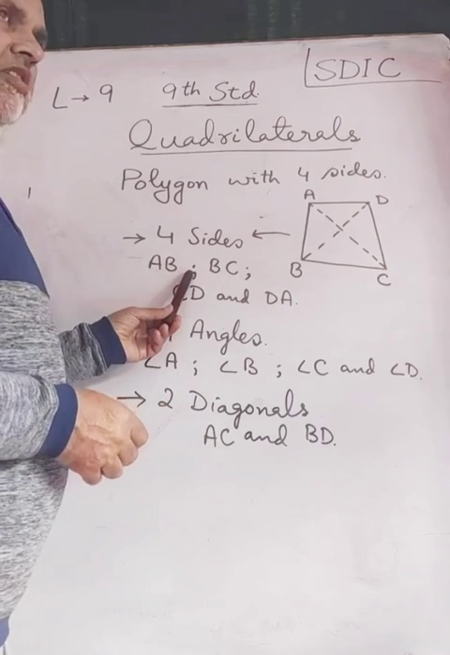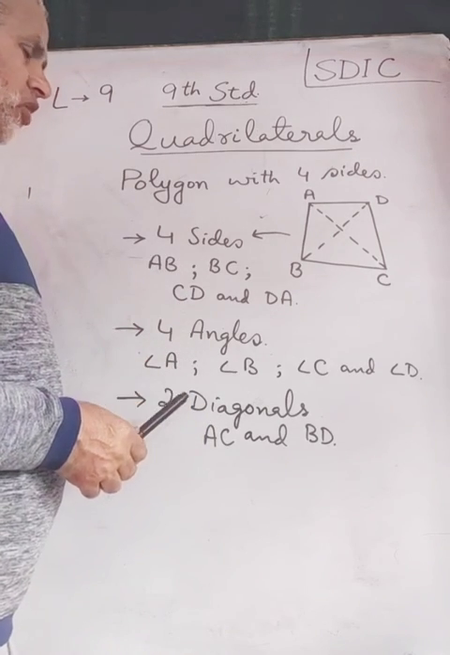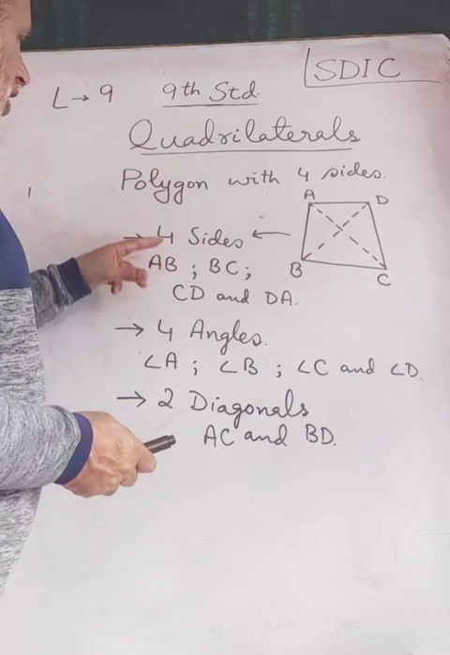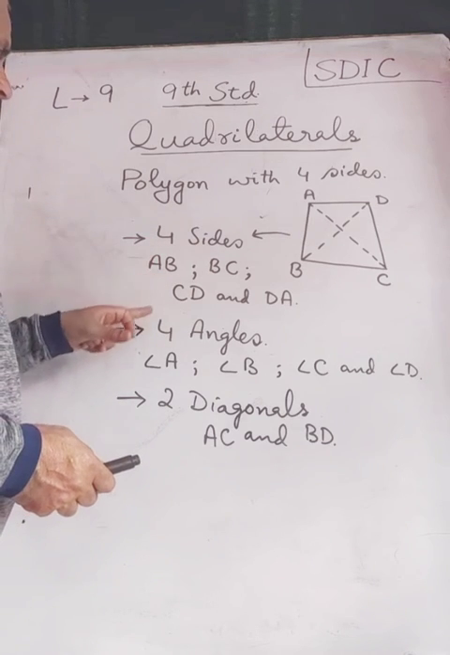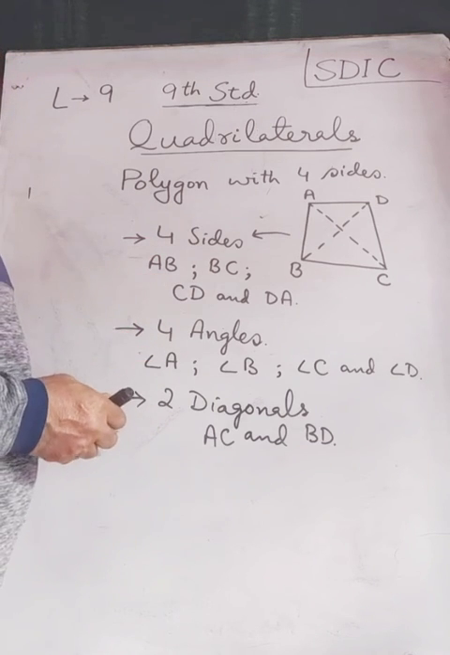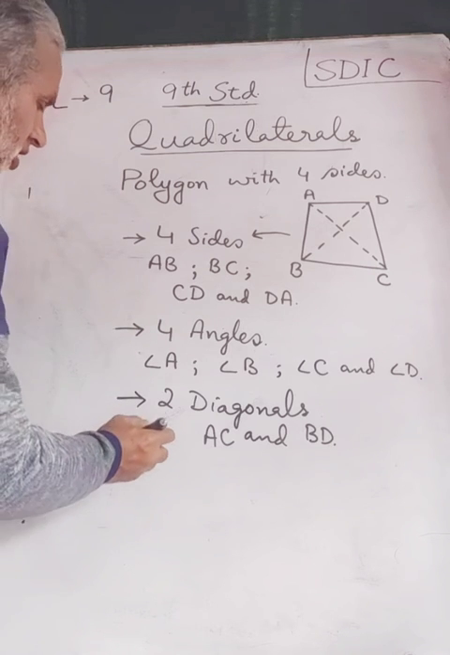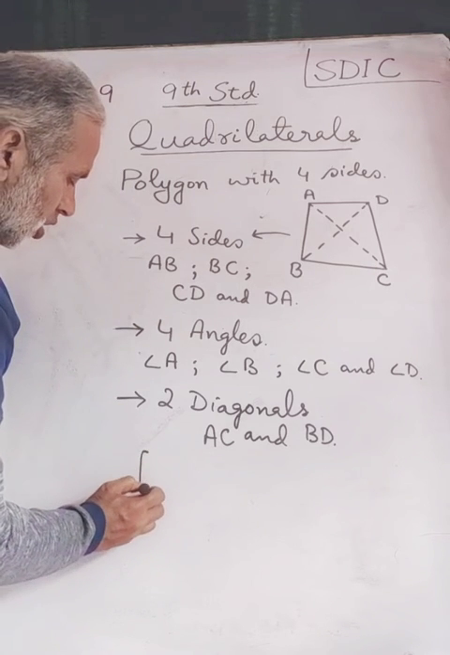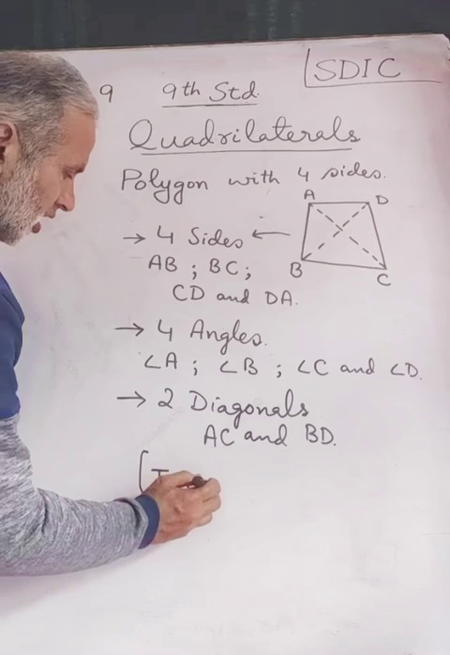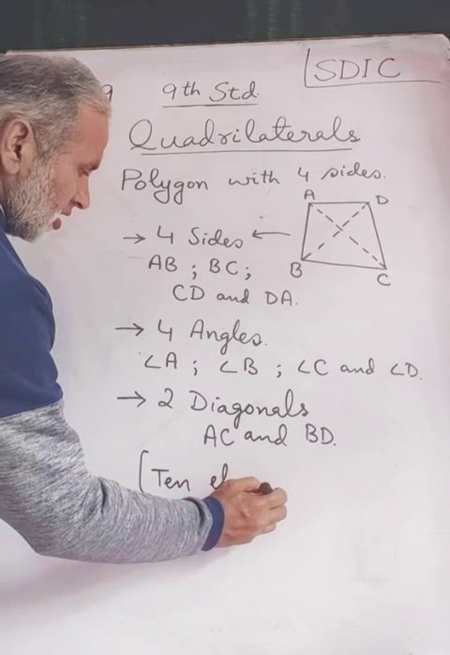Four sides are there, four angles are there, two diagonals are there. When we add all these, 4 plus 4 is 8, and 8 plus 2 becomes 10. There are 10 elements on the whole. A quadrilateral has 10 elements.